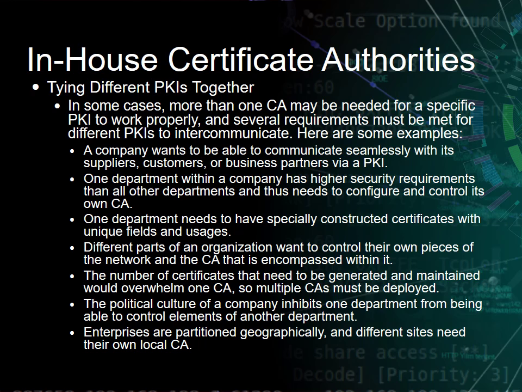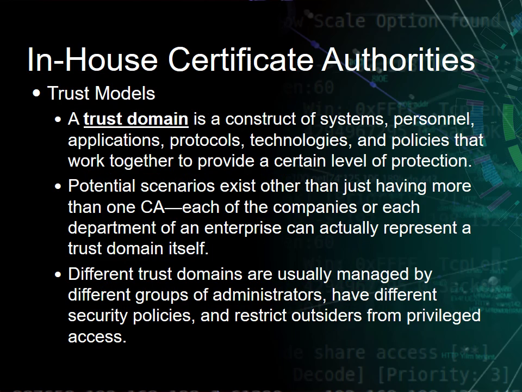Different parts of an organization want to control their own pieces of the network and the certificate authority that is encompassed within it. The number of certificates that need to be generated and maintained would overwhelm one certificate authority, so multiple certificate authorities must be deployed. The political culture of a company inhibits one department from being able to control elements of another department. Or enterprises are partitioned geographically and different sites need their own local certificate authorities. For all this to work, there must be trust models. A trust domain is a construct of systems, personnel, applications, protocols, technologies, and policies that work together to provide a certain level of protection.